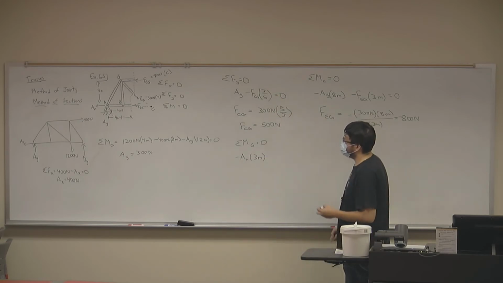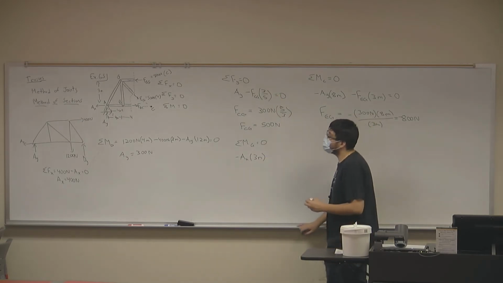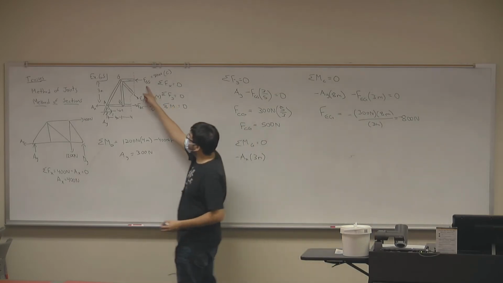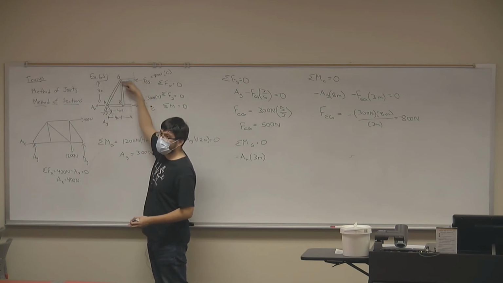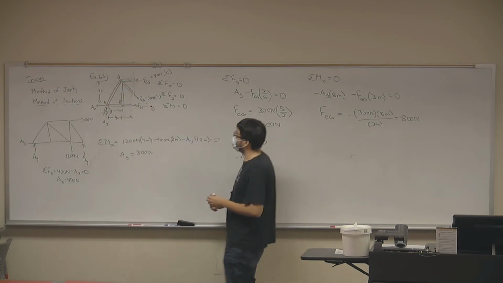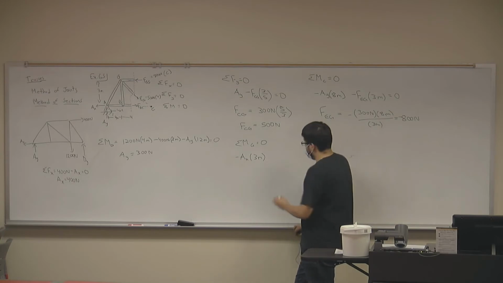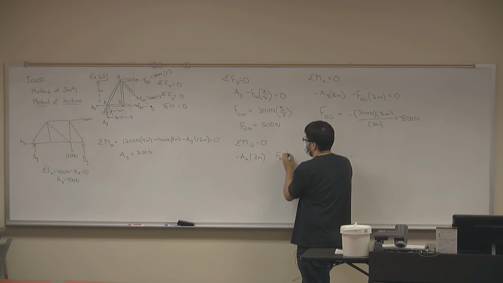What else, Will? I'm going to let you finish this problem. FEG. What's the distance between FEG and G? 0, right? No moment. So what else? FBC, okay, that's good. And what distance? 3 meters. Positive or negative moment? That is a positive. Okay.